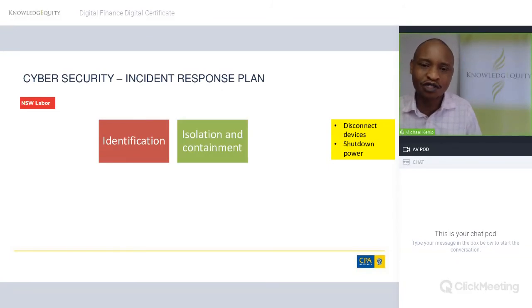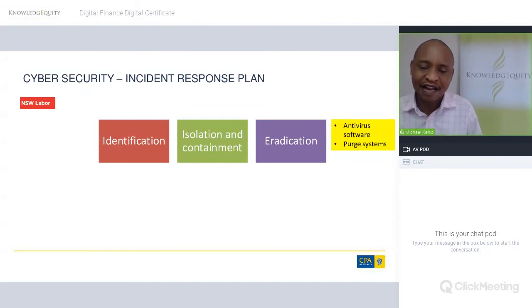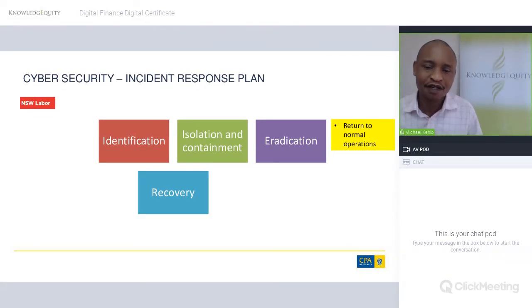The second step, once that is understood, is to isolate and contain. So basically, the organization should identify the assets that have been affected. They might have viruses or malware, and these devices or systems should be disconnected from the rest of the IT infrastructure. And the organization can do this by disconnecting the devices or shutting down power to such devices. The next thing there is eradication of the viruses or the malware or the infection that the cyber criminals have planted into the system. And that can happen by purging the system by using antivirus software, for example. Now, once that is done and the systems have been purged, then the next thing is to get back to normal operations. And that's what the leadership will try to make sure happens, that the organization gets back to that normal recovery mode.